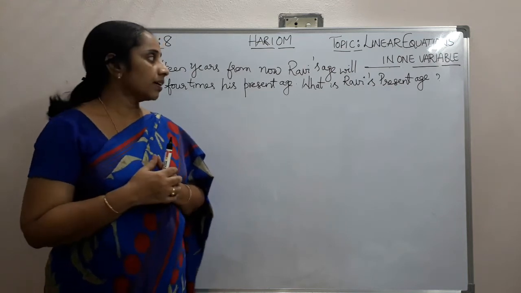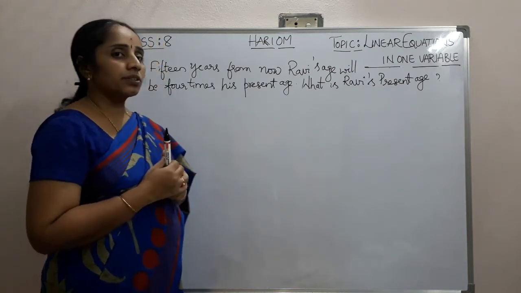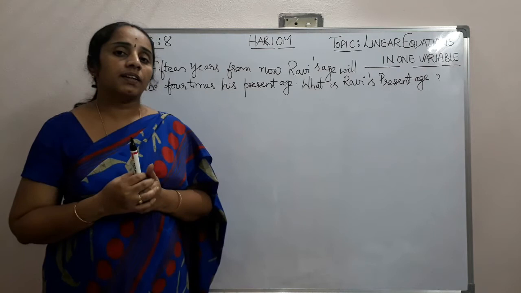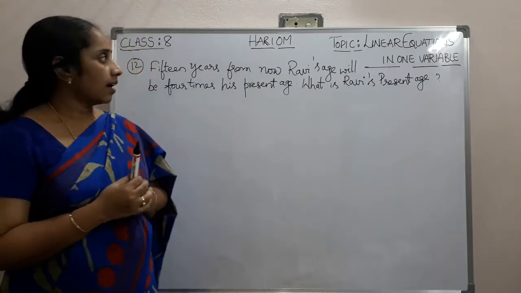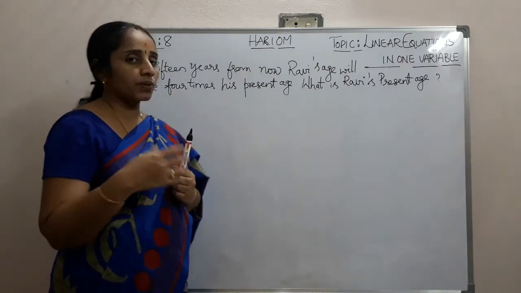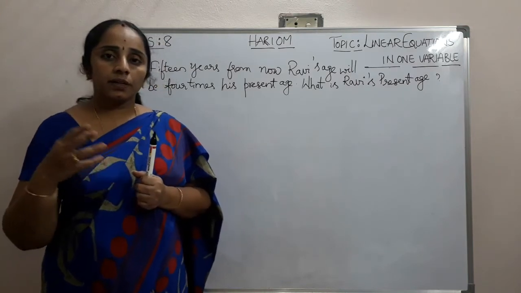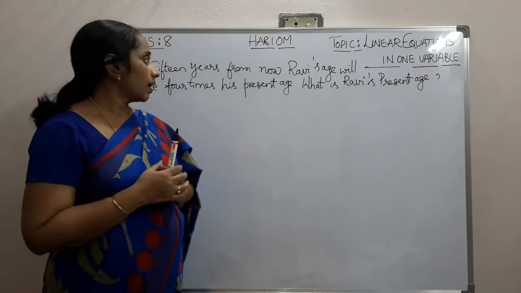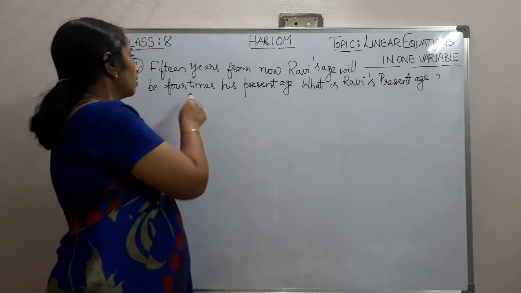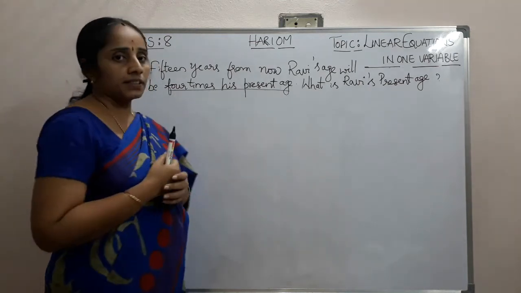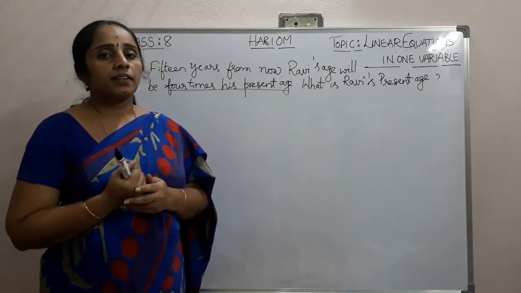In the same way, here we are going to assume that Ravi's present age is x, and 15 years from now, his age becomes x plus 15, and one more condition is 4 times his present age. That is the condition.